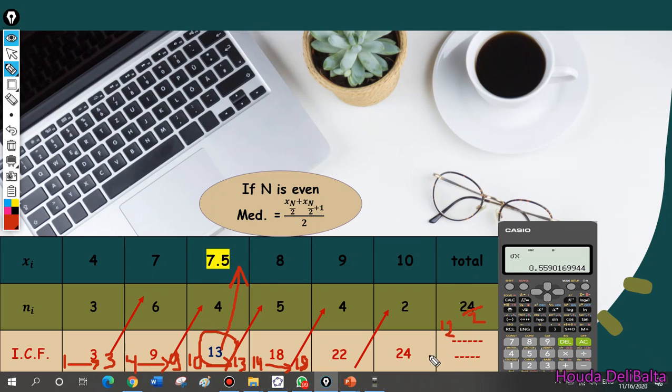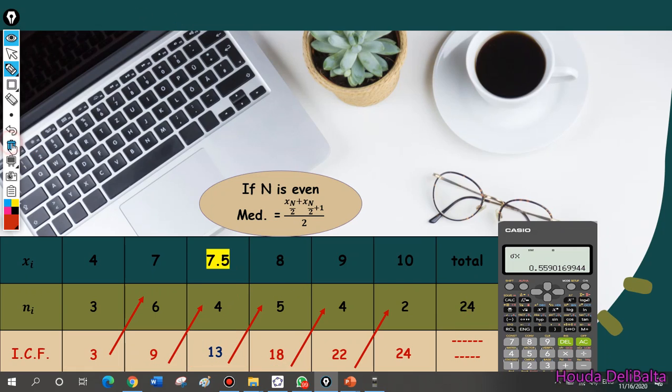So again, we just divide 24 by 2, we get 12. 12 is not a value among these ICF values, so we just take the number that is 13. We look at this number 13, that's just directly greater than 12, and then we take the value corresponding to this number. That's how to find the median directly without using the rule.